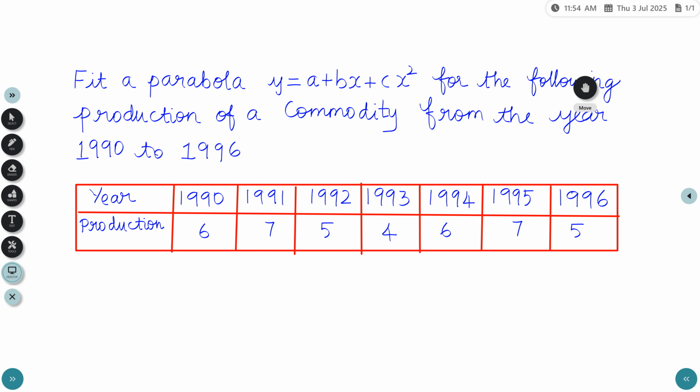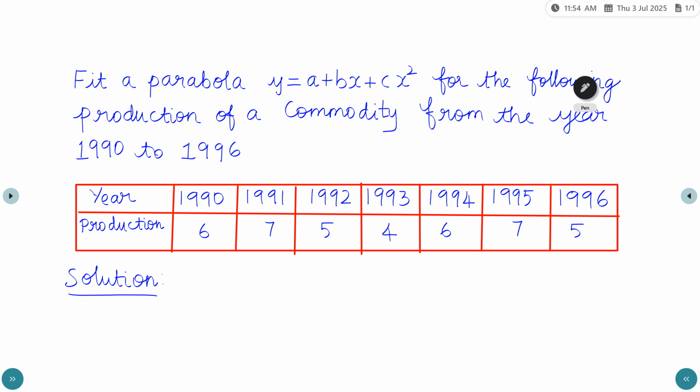So, solution for the problem. Solution. First write the given parabola equation, that is y equal to a plus bx plus c x squared. Consider this as equation A. And then normal equations.